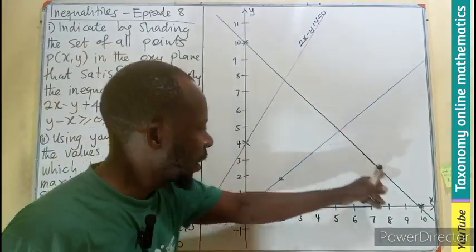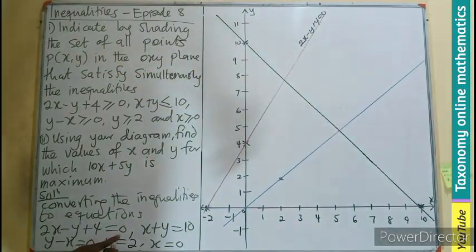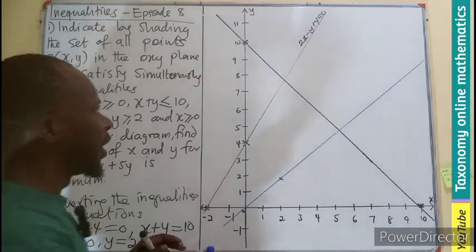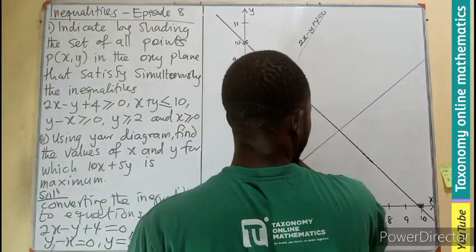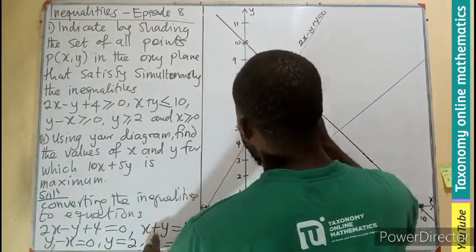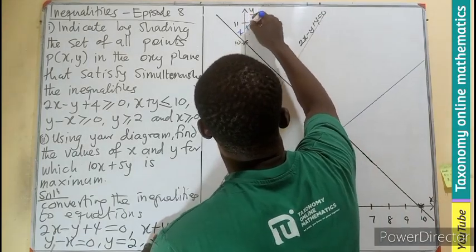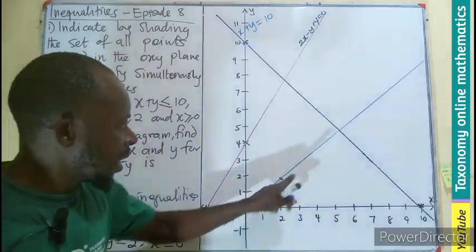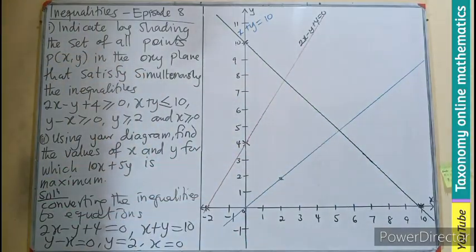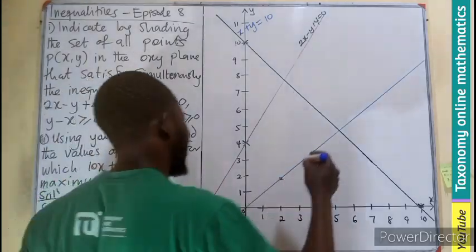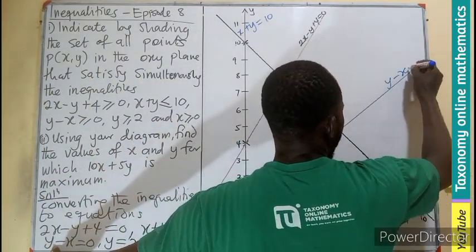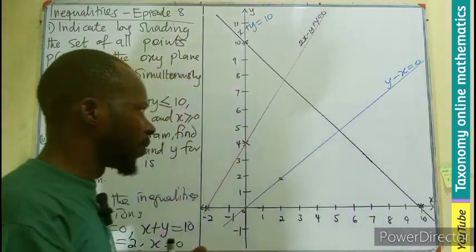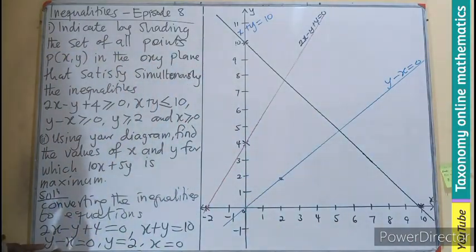So this equation that we have for the y equals to 10, we have to indicate that that is going to be x plus y equals to 10. Then the one that gives us this blue one is the one we have y minus x. So y minus x equals to 0.